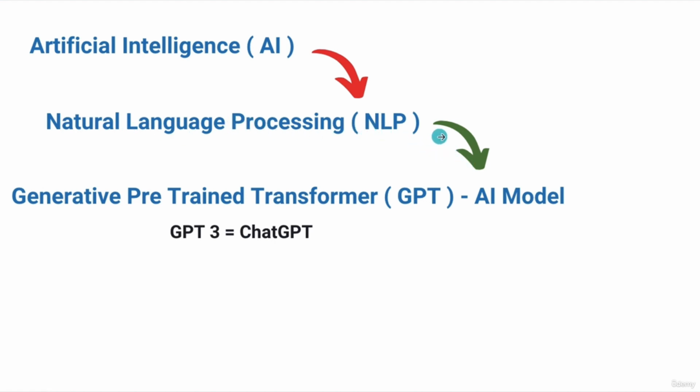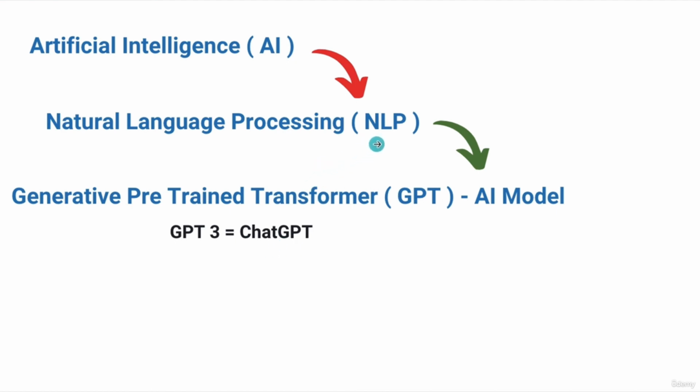So how is natural language processing trained? My friends, it is trained on various AI models. In simple terms, GPT is an AI model that helps AI do natural language processing. We have lots of GPT models: GPT model 1, GPT model 2, and currently we have GPT model 3, which is equal to ChatGPT. So in simple terms, GPT-3 is nothing but ChatGPT. Another name of GPT-3 is ChatGPT. So understand this, it is not very complicated.